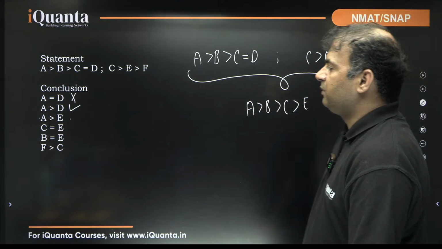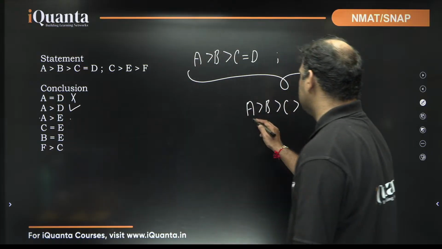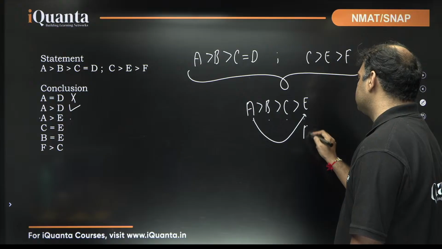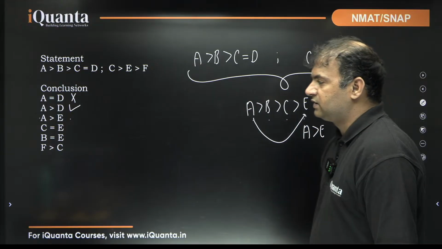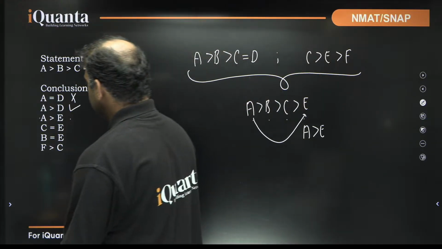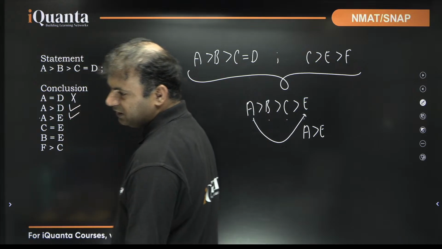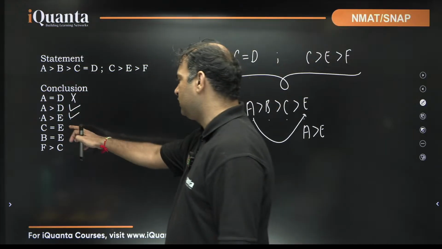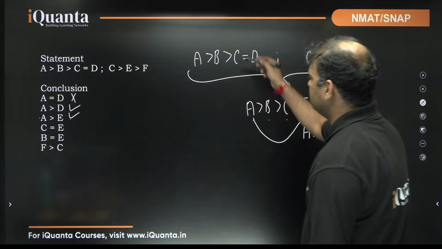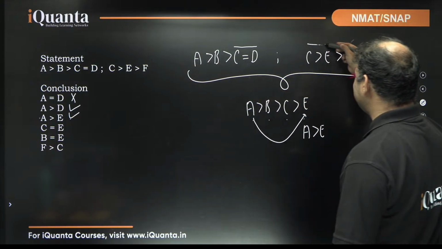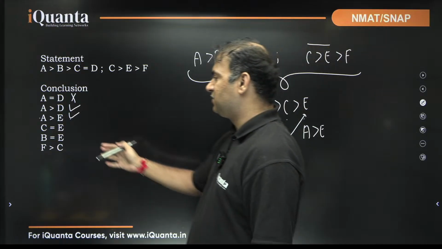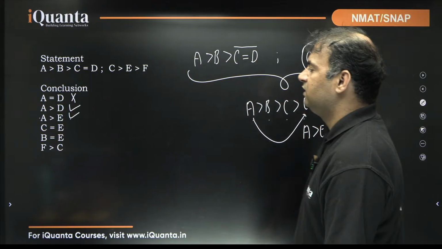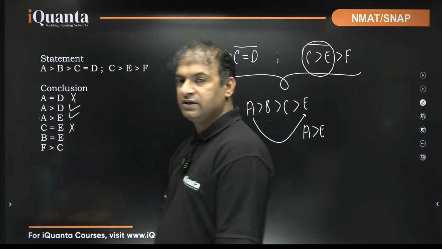Okay, so what about A and E, guys? See, A greater than B greater than C greater than E. So obviously A has to be greater than E, isn't it, guys? That's very obvious that A has to be greater than E, right? So we can say that this conclusion is true. That's for sure, right? Okay, the next one is about C and E, right? We know that C is equal to D and C is greater than E, right? So why is this conclusion even given? This is because this is something we know directly, that C is greater than E. So this cannot be equal. Very obvious, right?